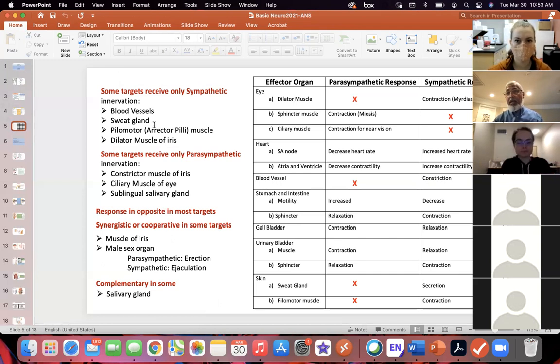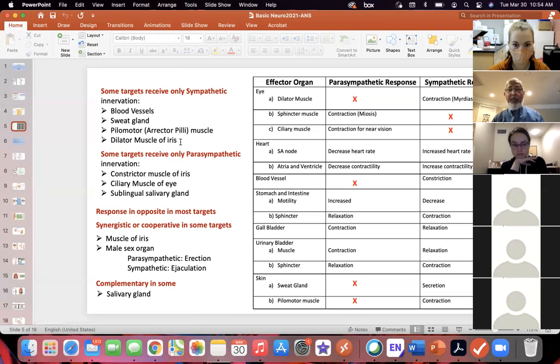Like the sweat gland. So we have sweat glands in our skin, right? That produce sweat. Those are stimulated only by sympathetic. They receive only sympathetic innervation. They don't have any parasympathetic innervation. So for sweating to occur, you have to stimulate sympathetic. To reduce sweating, the sympathetic nervous system needs to be inhibited. Okay. Now, the pilomotor muscles, these are the muscles of the hair follicles on the skin. They are contracted by the sympathetic and they receive only sympathetic.